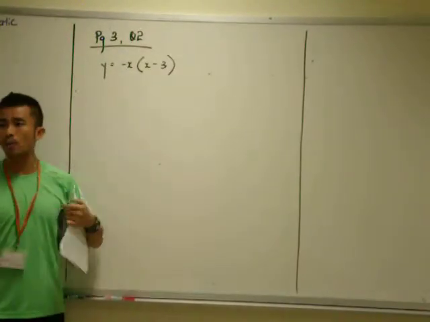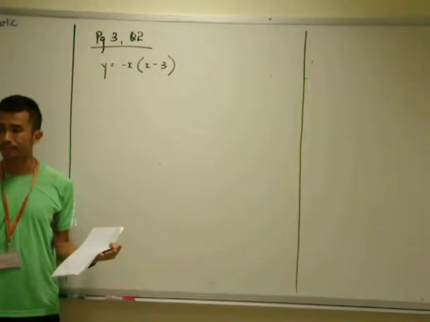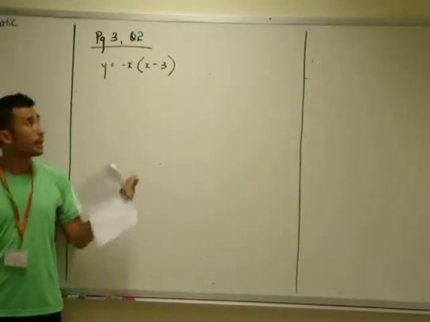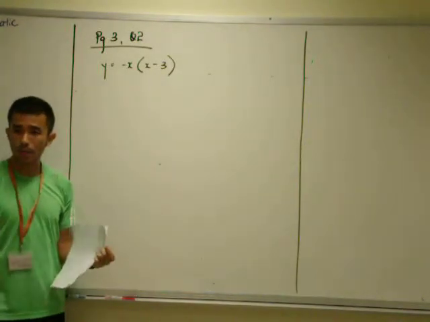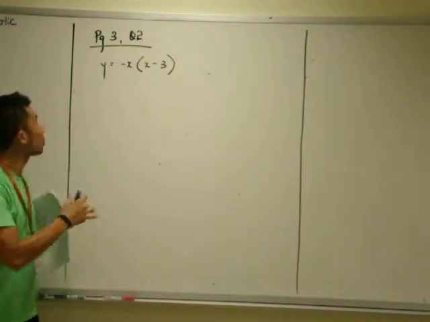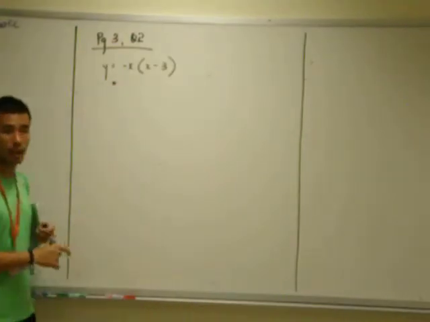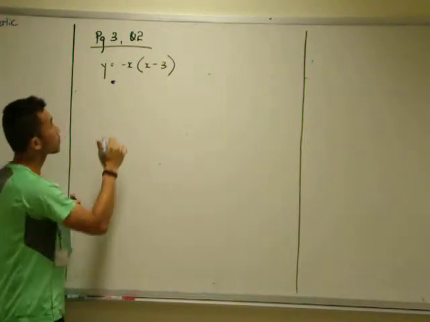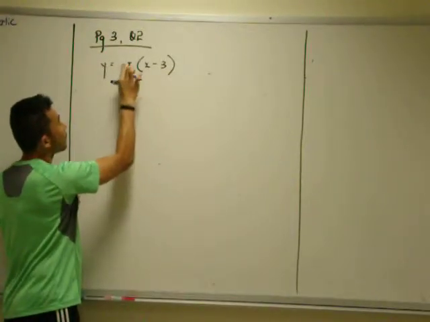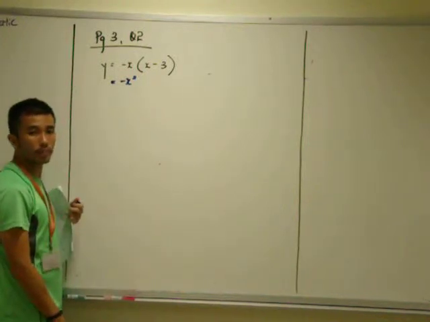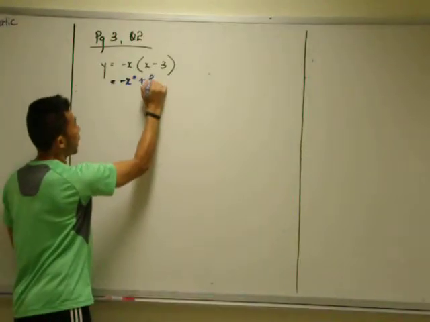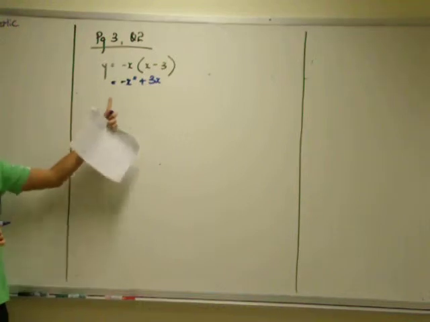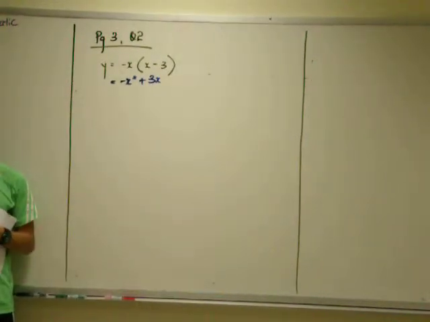But I don't see an x squared over here. What do we do? Yes, multiply out the expansion. But I don't need to multiply in if you don't want to. Okay, very quickly, how do I multiply in? Negative x times x will give us negative x. Negative x multiplied by negative 3 gives positive 3x.